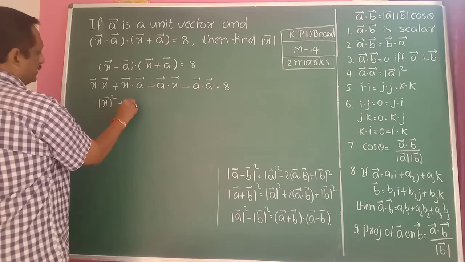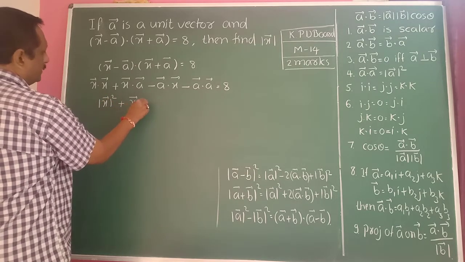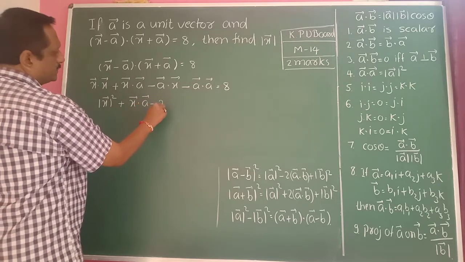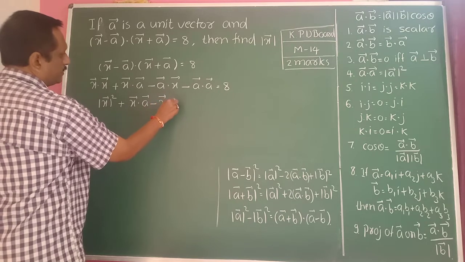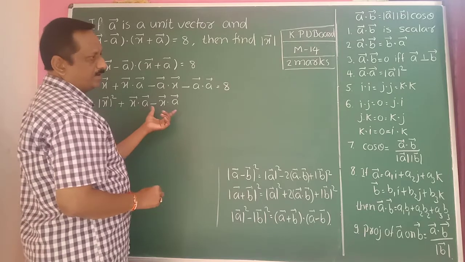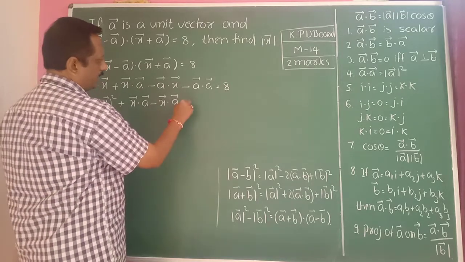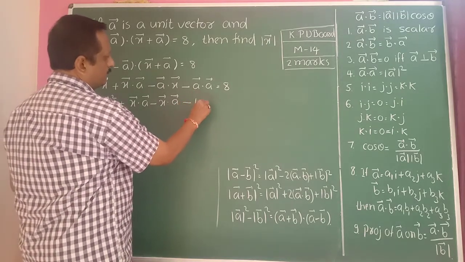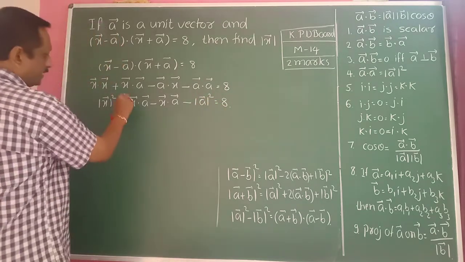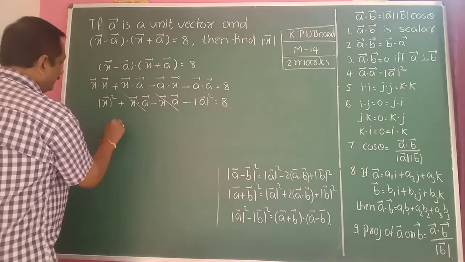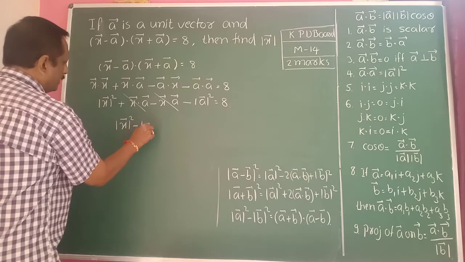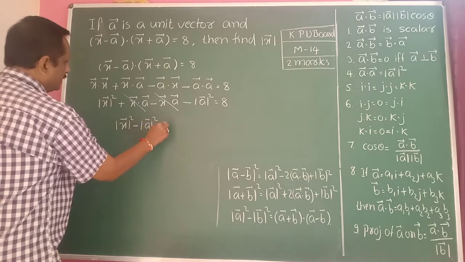Then plus x bar dot a bar minus a bar dot x bar is the same as x bar dot a bar, because the dot product is commutative. The commutative property is satisfied here. Minus a bar dot a bar is modulus of a bar square, equal to 8. Here both get cancelled. So the remaining is modulus of x bar square minus modulus of a bar square is equal to 8 here.